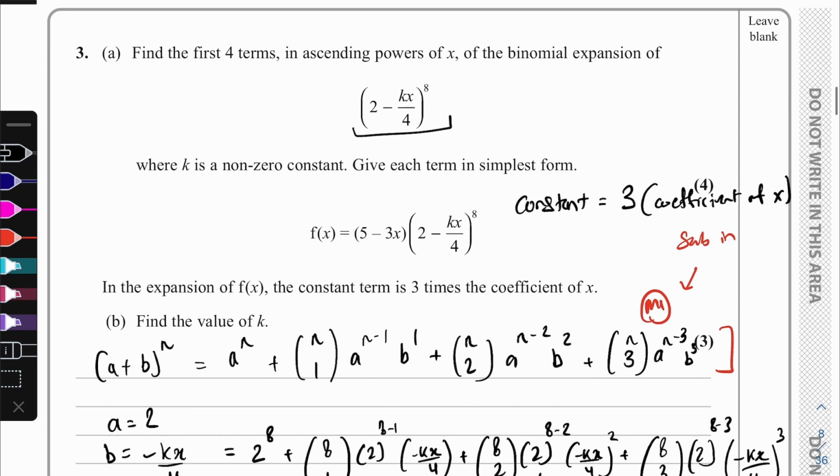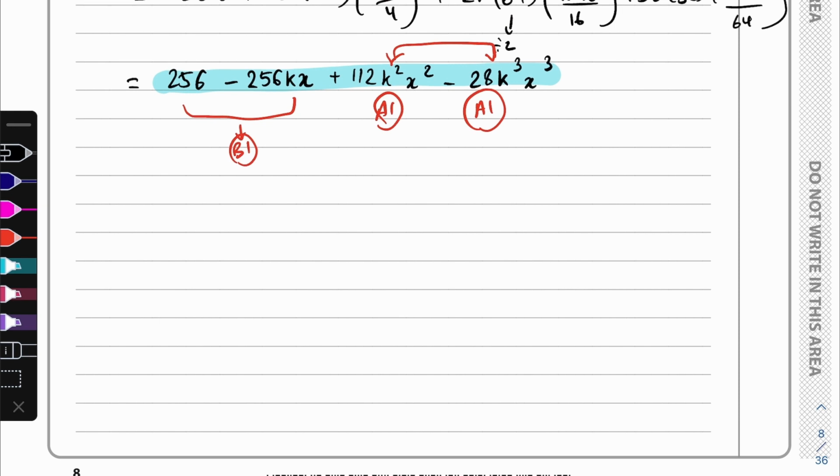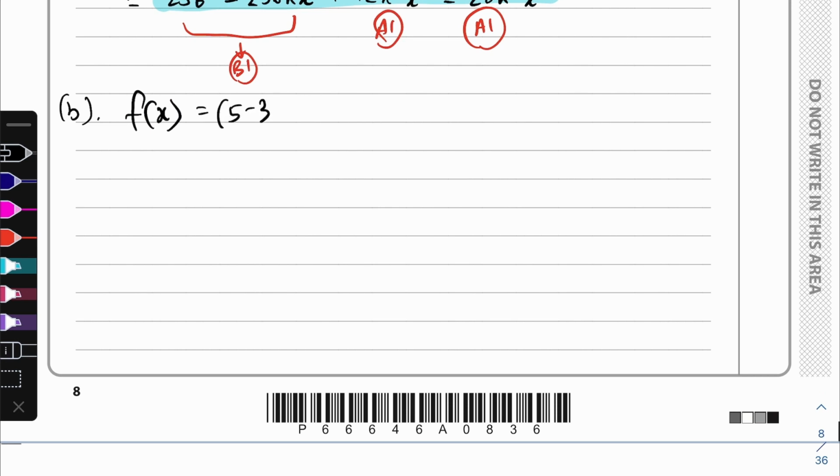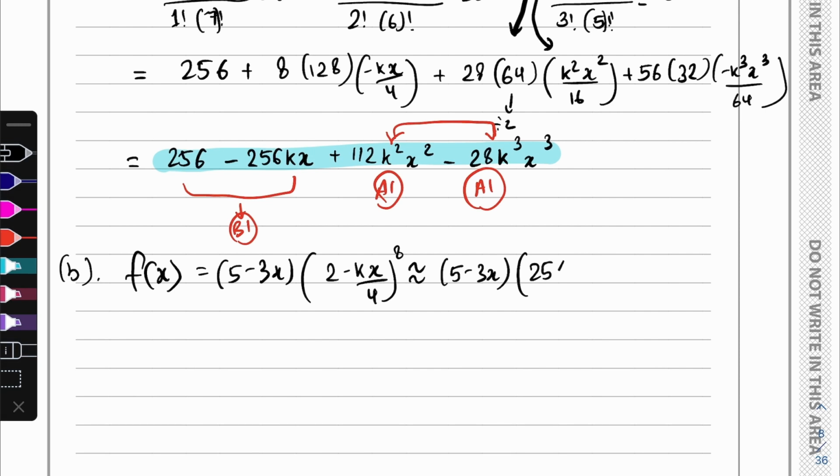So now using what we have just seen given to us, let's write that down. So part B. Let's write first f of x equals 5 minus 3x multiplied by the binomial expansion 2 minus kx over 4 raised to the power 8. This is 5 minus 3x multiplied by the expansion: 256 minus 256 kx plus 112 k squared x squared, and we go on.